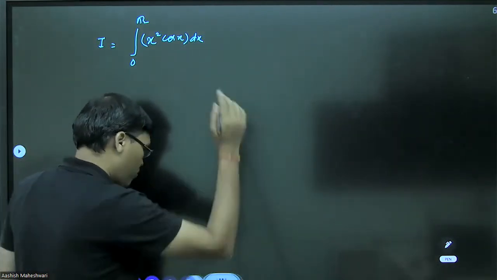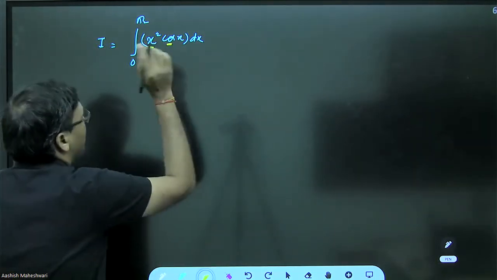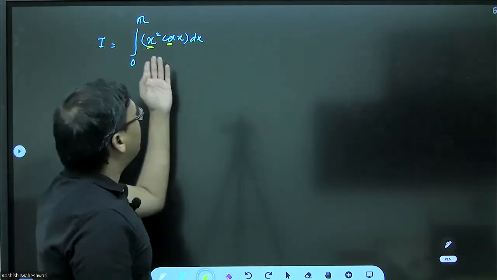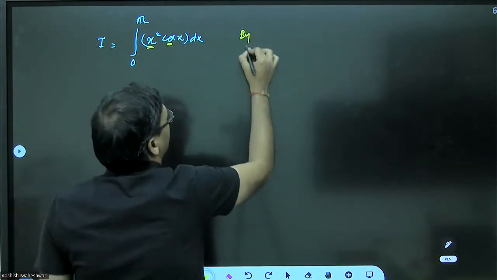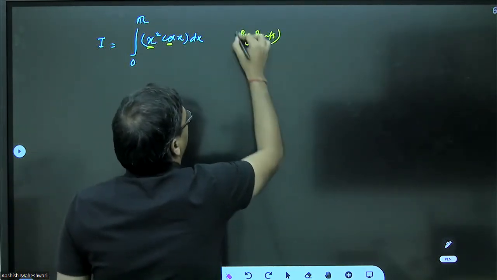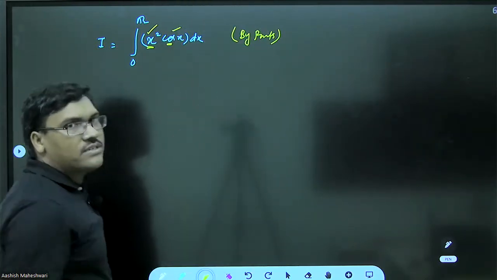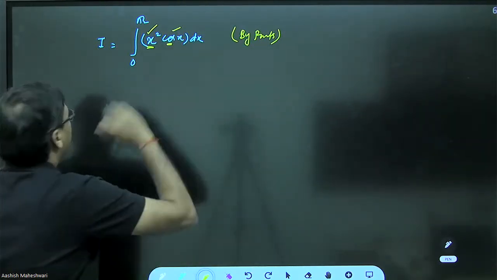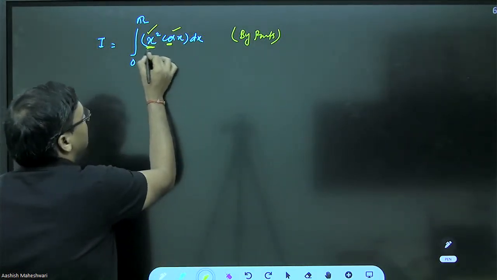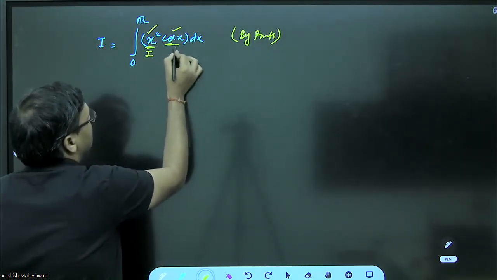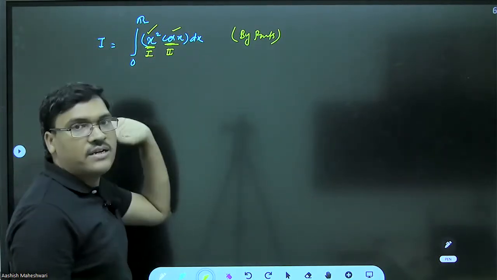See, we have two types of function here. We have a polynomial function x square, and we have a trigonometric function. So how can you integrate? You can apply integration by parts here. Why am I applying by parts? Because I can eliminate x square by differentiating, and the integration of cos x is easy to find. So if you apply by parts here, we will consider this as the first function and this as the second function, because we will differentiate this and integrate this.